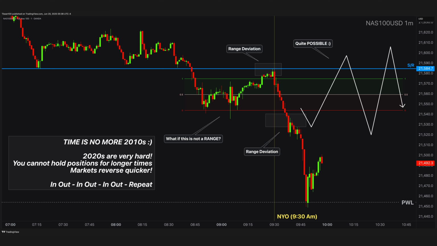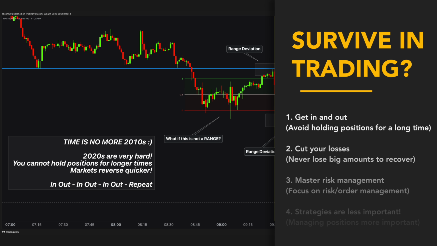Trading has become much harder in recent years. Everything is extremely unpredictable in the short term, especially for day traders. You cannot just hold positions for a long time anymore, unless you're a swing trader with much higher time frames. Do you want to survive in day trading? Get in and out as soon as possible. Cut your losses. Never lose big money.